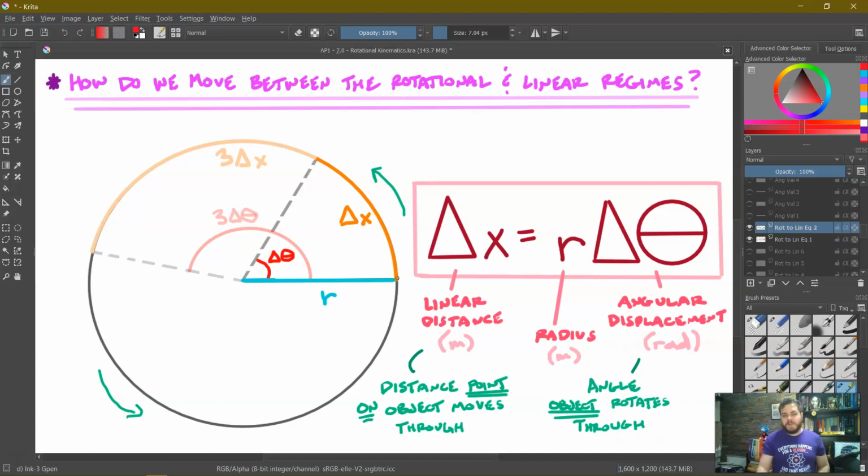So if I was looking at a point on the edge here, then I would use this whole r. But if I was looking at a point here, I wouldn't use this whole r. I would find a new r. I'm just going to say that's r new. And that would be the radius I would use, so that when this object rotates, I would know the distance this point has moved through.